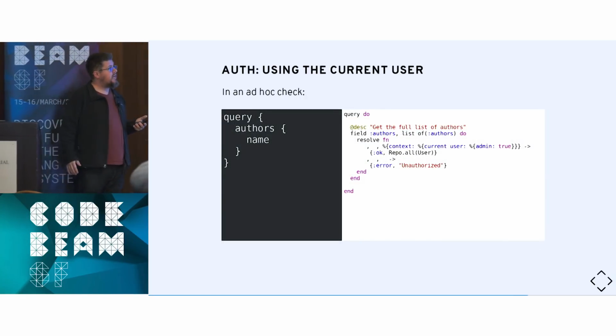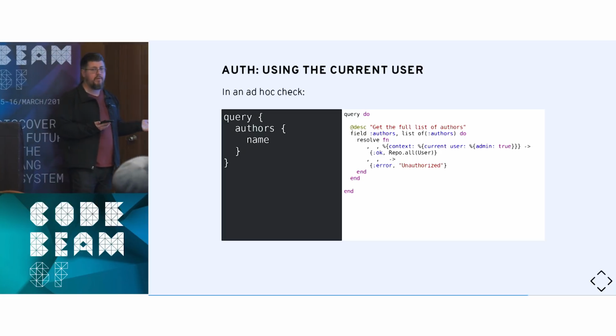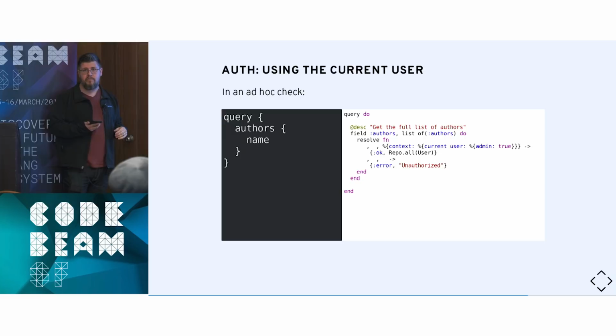You can do ad hoc checks too. For instance, if you want to do authorization checks that your current user is an admin, you can just do a pattern match in your resolver function. It's very straightforward.